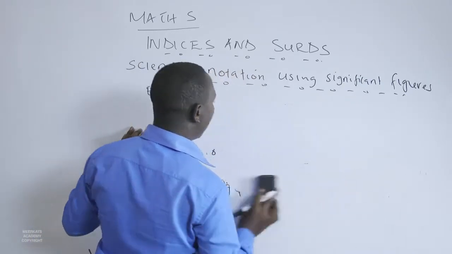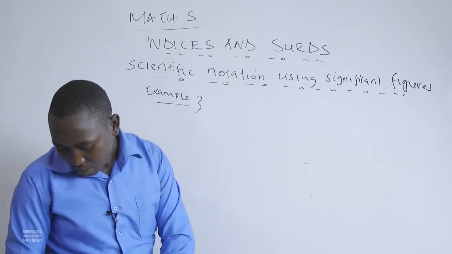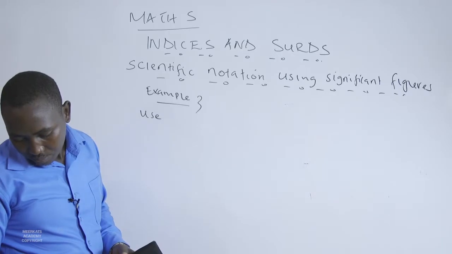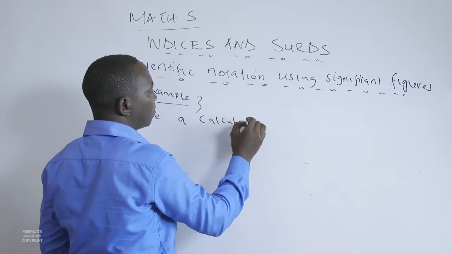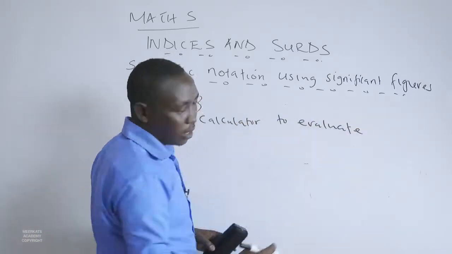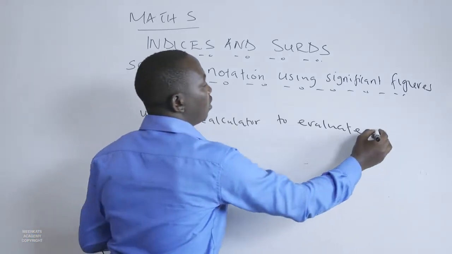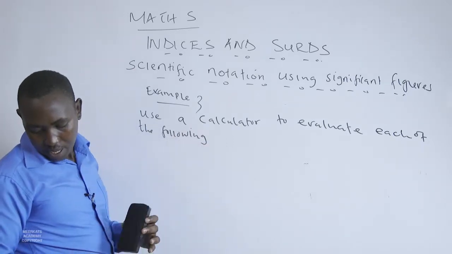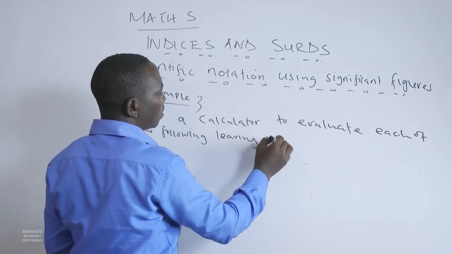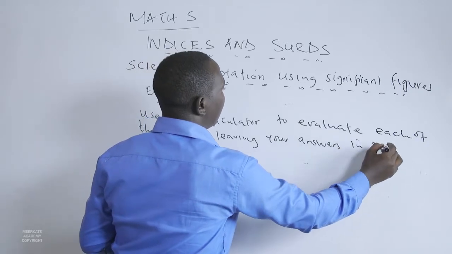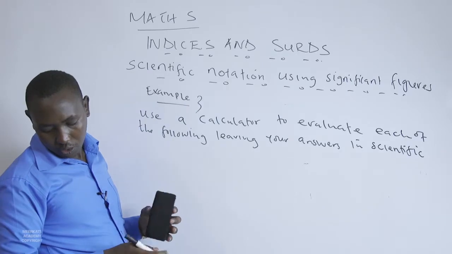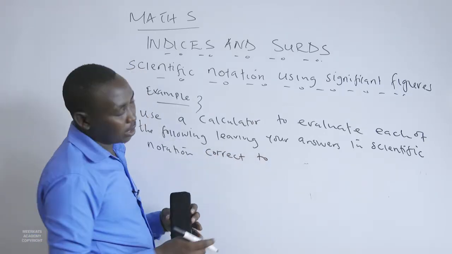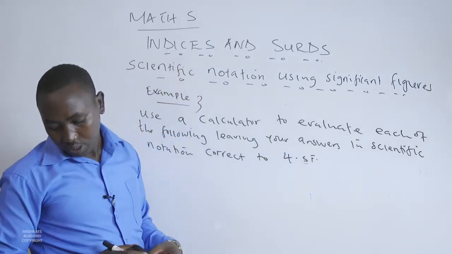Number 3, let us use the calculator now, where we are told to use a calculator to evaluate each of the following, leaving your answers in scientific notation, but correct to 4 significant figures. Correct to 4 significant figures.